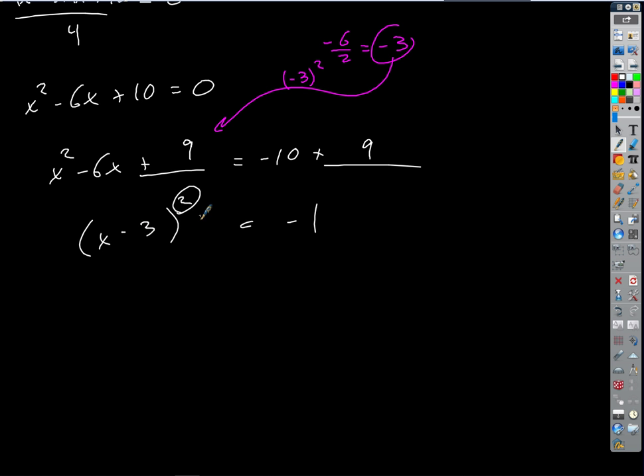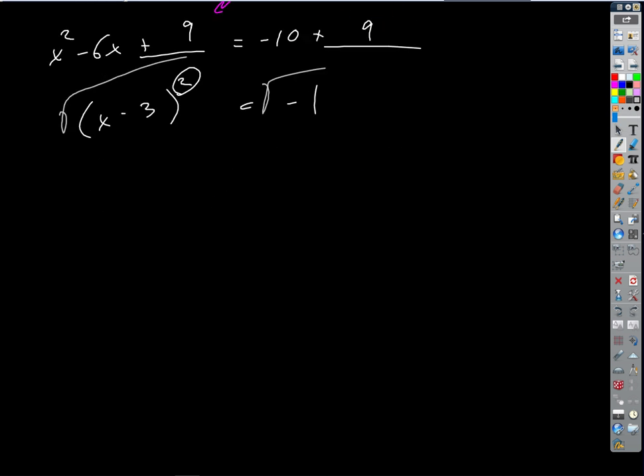Last two steps. Square root. What is the square root of negative 1? 1i, which is just i, right? So we get i on this side. Plus or minus, right? We got to do plus or minus. And then over here we get our x minus 3. Last step. Add 3. Those are our two answers, 3 plus i and 3 minus i. Okay? Just like that. Okay, we good?